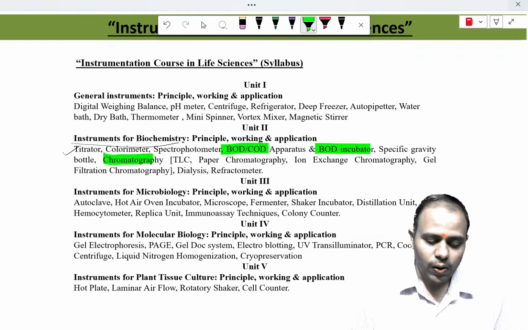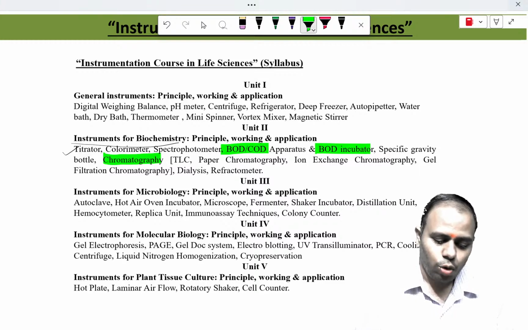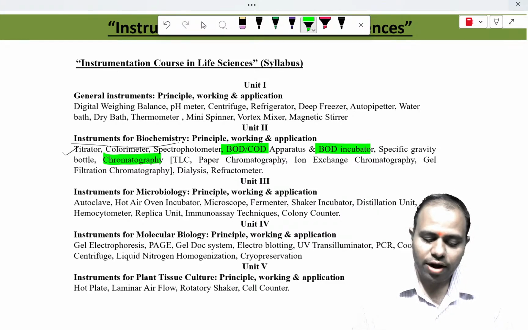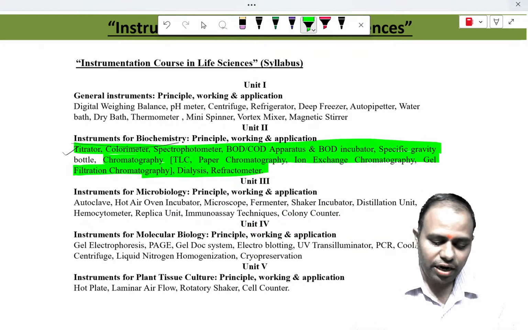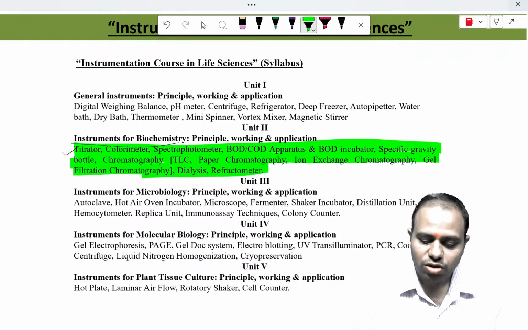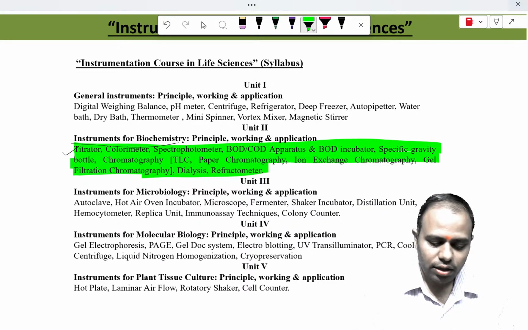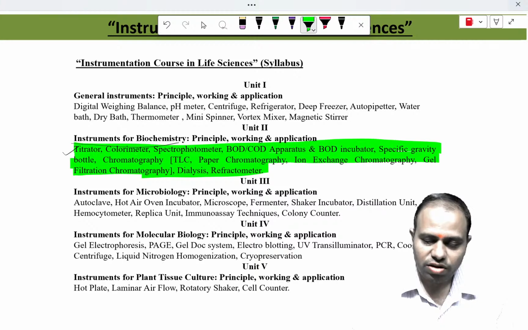then chromatography, different types of chromatography are there. TLC, that is thin layer chromatography, then paper chromatography, and all the instrumentation required for that. Then ion exchange chromatography, gel filtration chromatography, dialysis, and refractometer. These are all the instrumentations required for biochemical analysis of water and other samples, industrial samples, sewage water, etc. Then there is the sugar sample, or purification of a protein. In that case, we require such kinds of samples.